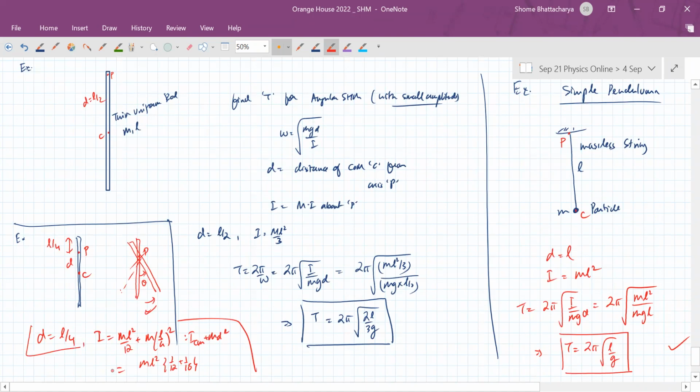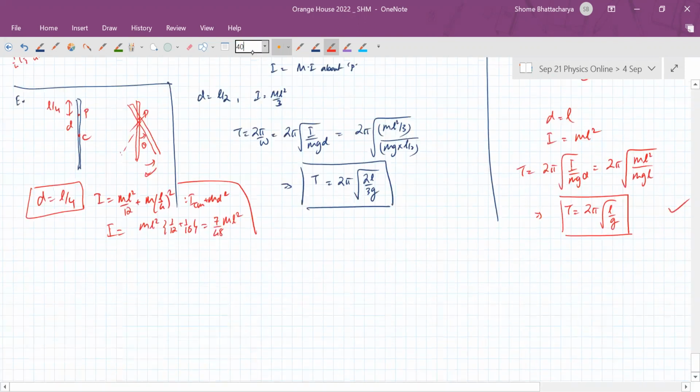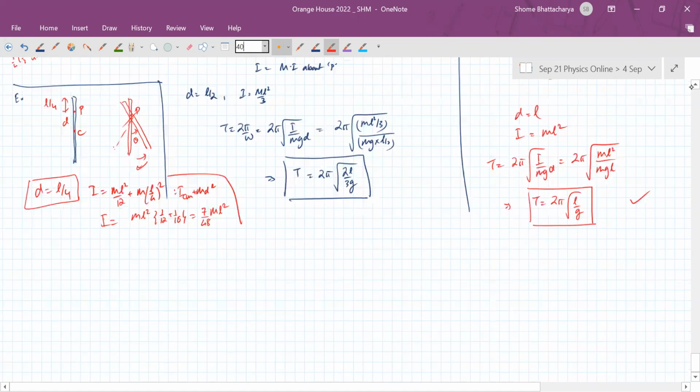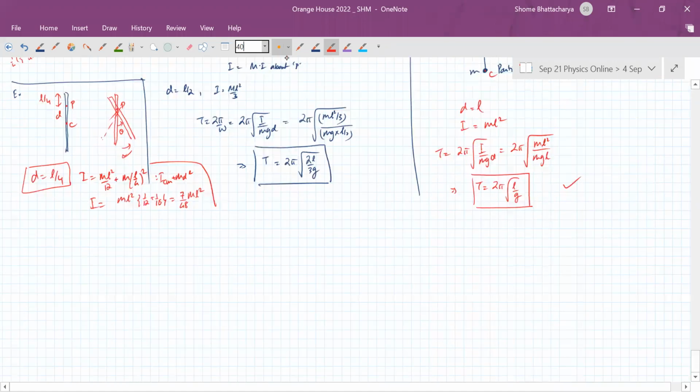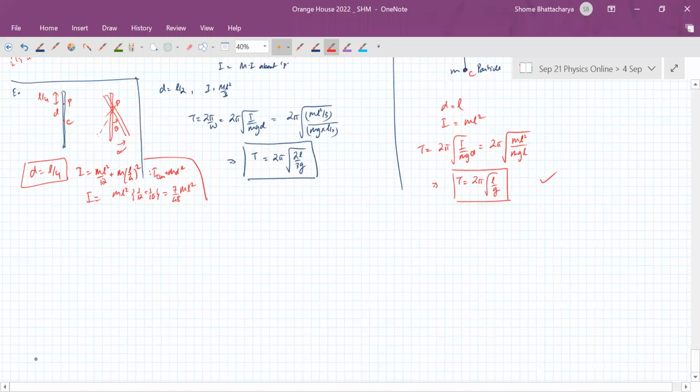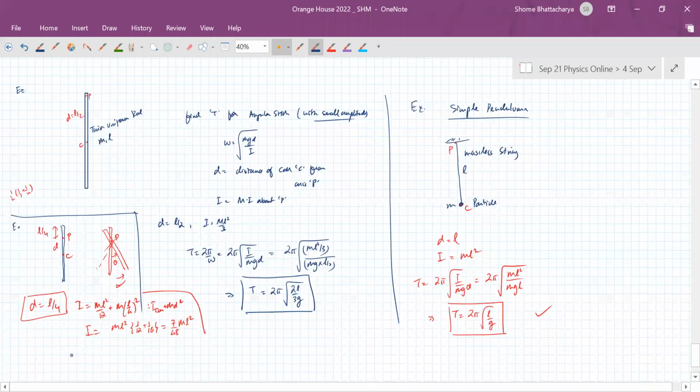So d would be L by 4 and I would be, if you take 1 by 4 common, you have 1 by 3 plus 1 by 4. So 7 by 48 ml square. This would become my I. So accordingly, I would have to adjust the formula for time period. So you can see that the same rod suspended about a different point gives you a different time period.